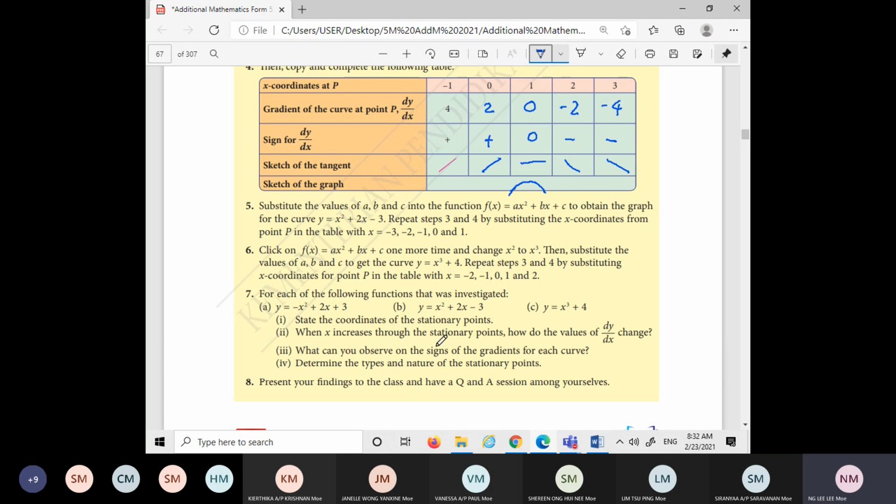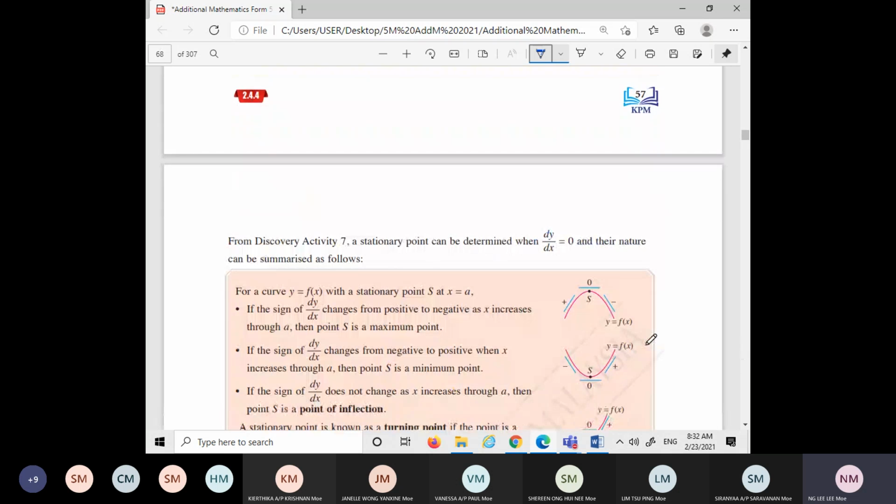What can you observe on the sign? It changes from positive to negative. Determine the type and nature of the stationary point. So this is a maximum point. This one you can come to a conclusion. Okay, at this page, the next page.